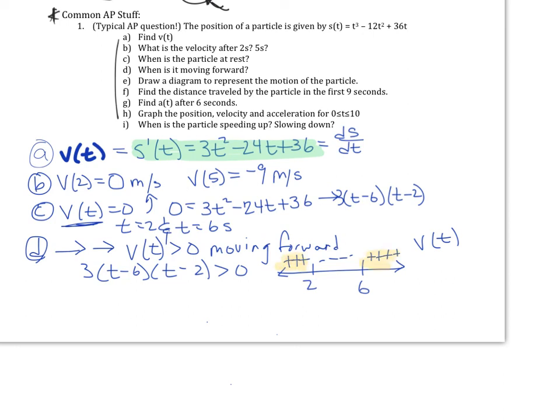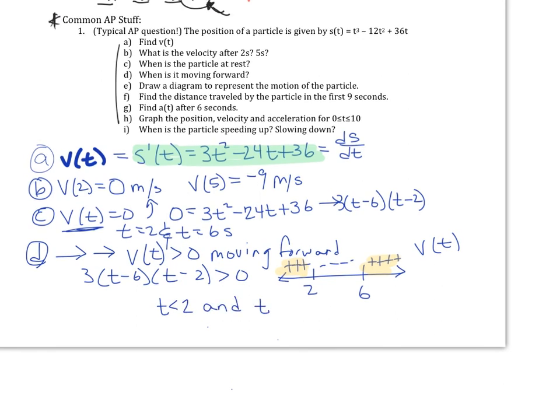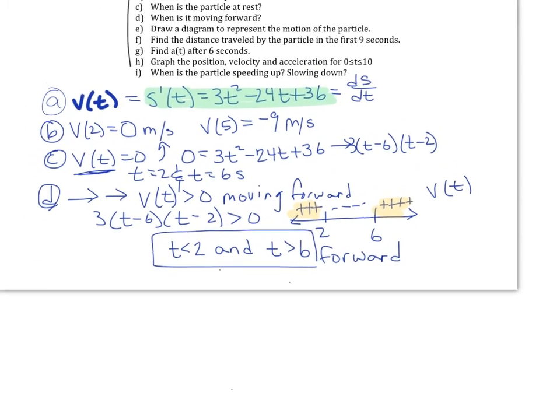So let's express what those regions would be. Those regions would be the velocity is greater than 0 when t is less than 2 and t is greater than 6. So those are the points where my velocity is greater than 0, and thus I will be moving forward. So this is forward. If I wanted backwards, then I would need to know when the velocity is less than 0. All right, let's slide this up again because I told you we're going to need a lot of room in this. So we did part D.